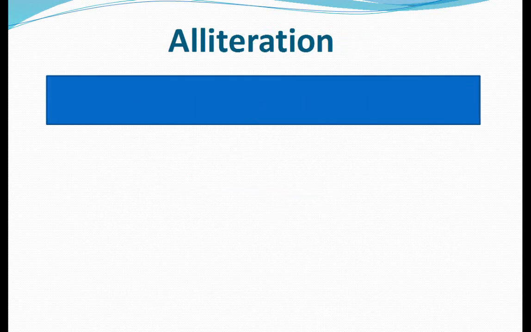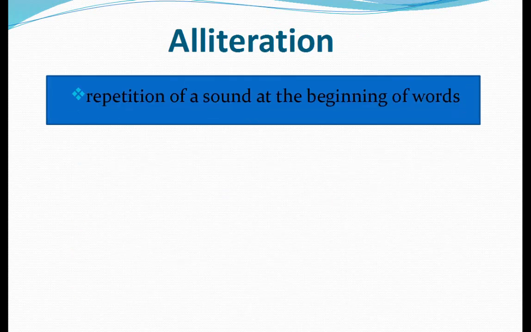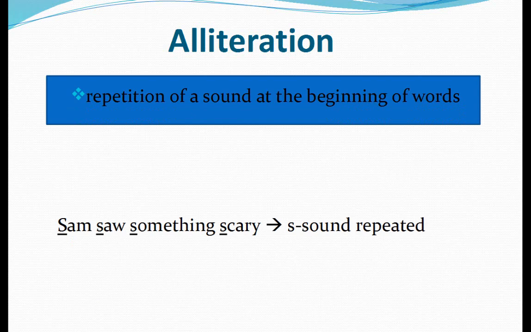Sometimes sounds are repeated at the beginning of a few words. In the sentence "Sam saw something scary", all words start with an S sound. This device, used by multiple authors, is called alliteration, the repetition of a sound at the beginning of words.